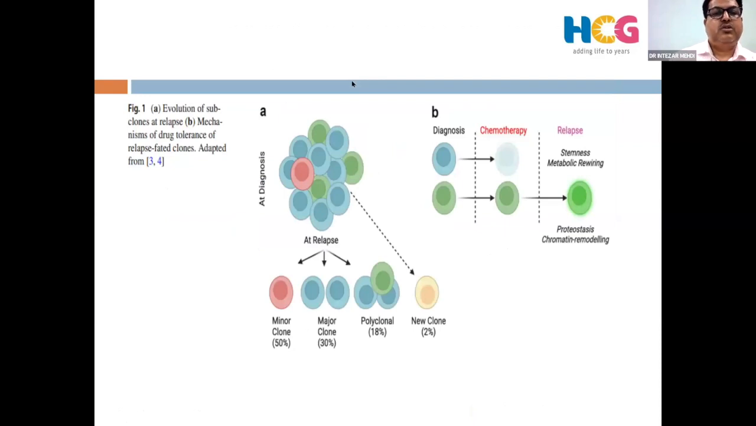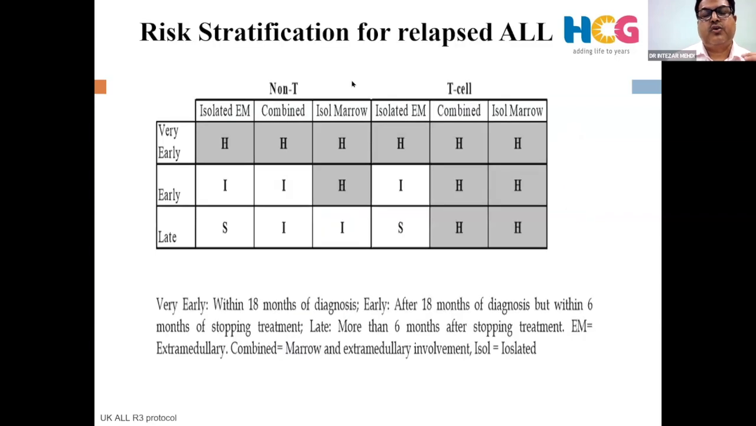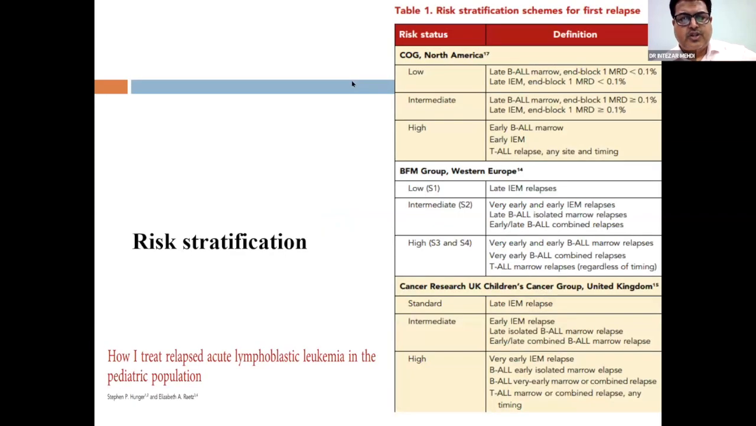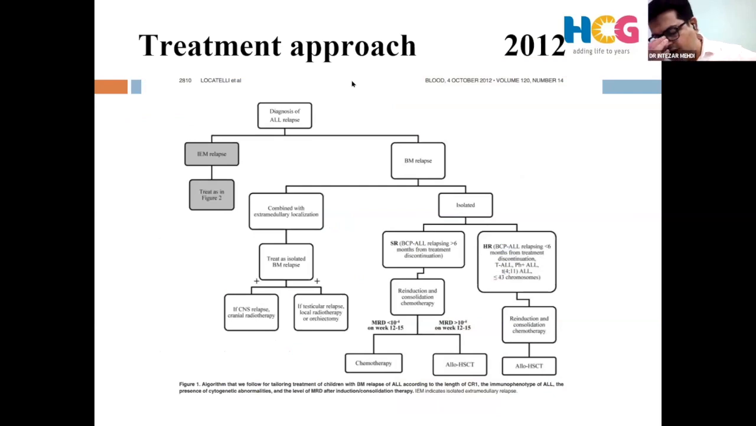And this is how the clones actually change. At the time of initial diagnosis, we may have a different clone. And at the time of relapse, either the minor clone changes, it was polyclonal, or a new clone may actually come. The risk stratification systems are also slightly different between the groups, but essentially the timing and the site of relapse is what is important. So as you can see in 2012, this is a paper from Locatelli et al. This was put up in Blood.